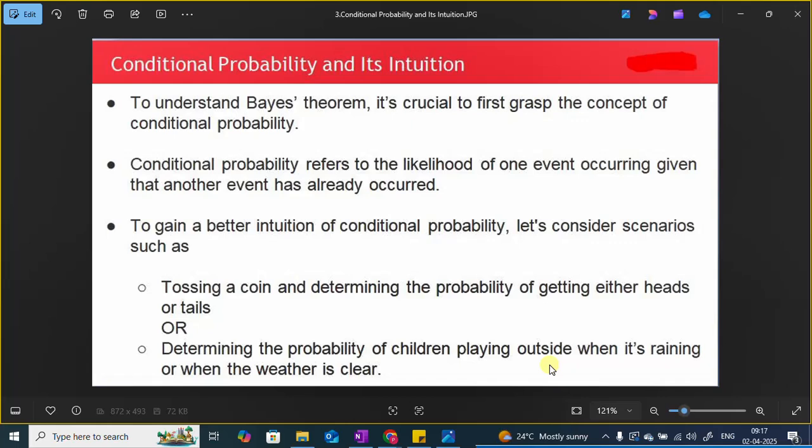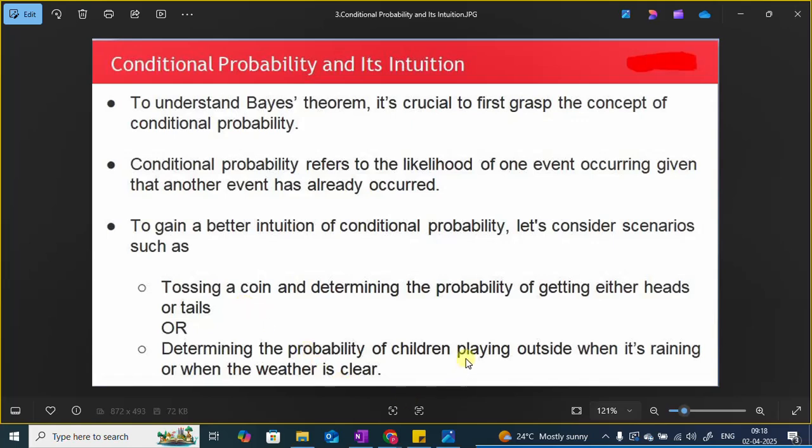To understand Bayes theorem, it's crucial to first grasp the concept of conditional probability. Conditional probability refers to the likelihood of one event occurring given that another event has already occurred. To gain a better intuition, let's consider scenarios such as tossing a coin and determining the probability of getting either head or tail, or determining the probability of children playing outside when it's raining or when the weather is clear. If you see this problem statement, I'm giving a certain condition.